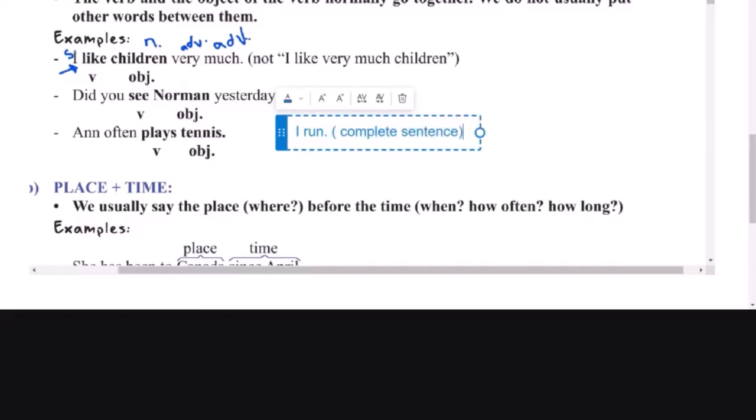This is a complete sentence. Okay. I run. There is no object here. No object is necessary. Nothing needs to receive, or no one needs to receive this object after run. It's just the subject and the verb. That's the finish. The action finishes there. But it's a complete idea.